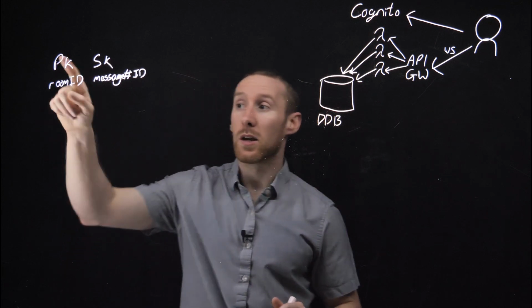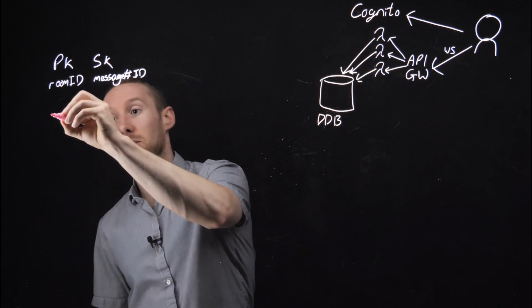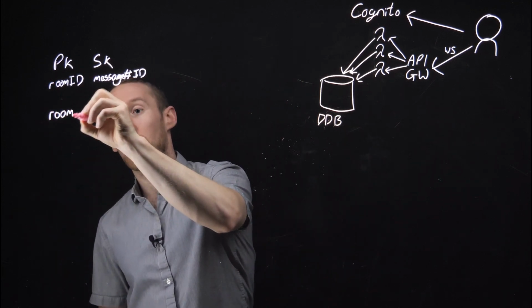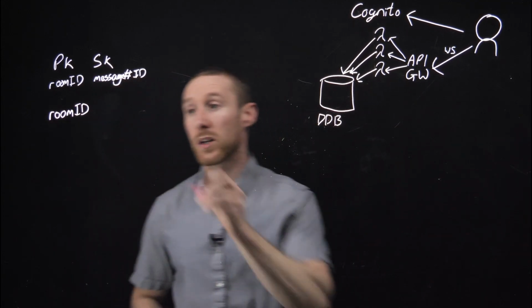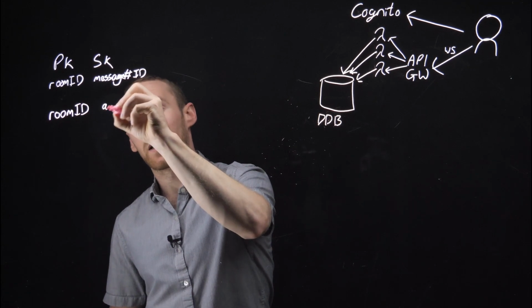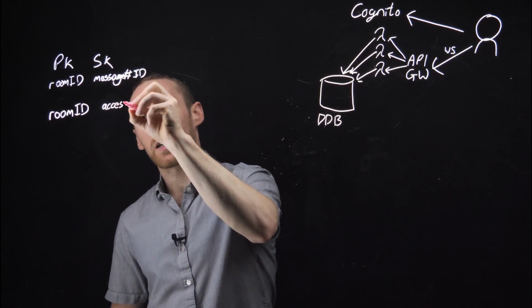So in this case, the partition key is still going to be room ID, but the sort key is going to be something like access.